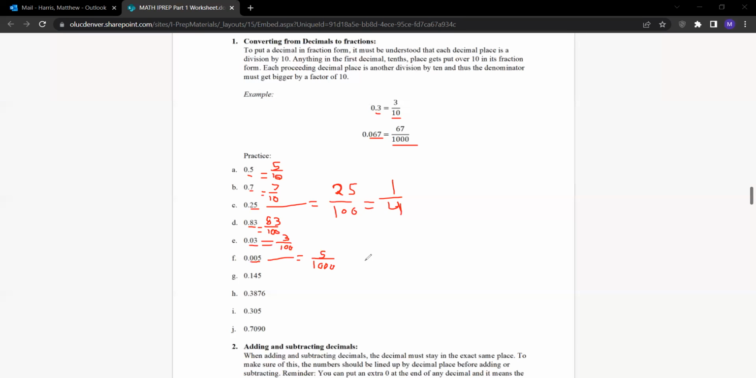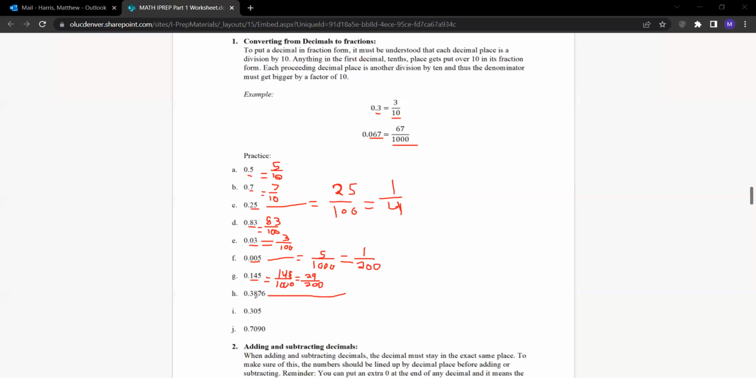And so this actually is able to simplify. 1,000 divided by 5 is 200. So it's going to be 1 over 200. I'll move on to the next one. We have 3 decimal places again. So again, it's over 1,000. 145. We can divide this by 5 again. It's going to be 29, which is a prime number, over 200.